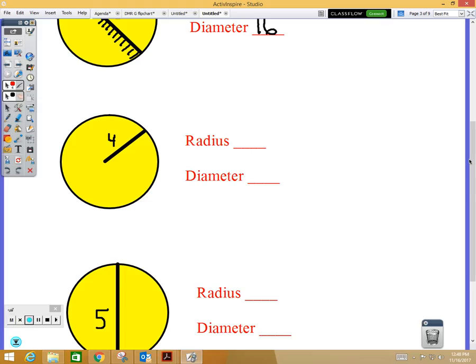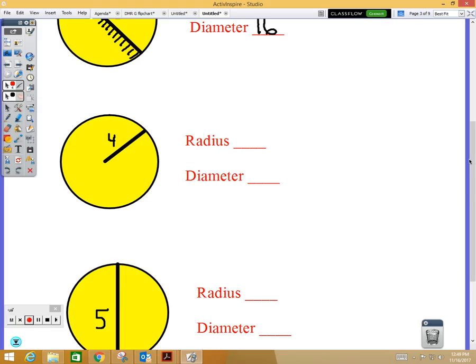Okay. So, the radius is from the center to one side. So the diameter would go all the way across. Okay, so it's just kind of something that you have to remember. The way that I said that you could remember it is the radius, it's a shorter word, it has less letters than the word diameter. And the radius, since it's a shorter line, you can match up shorter line, shorter word.